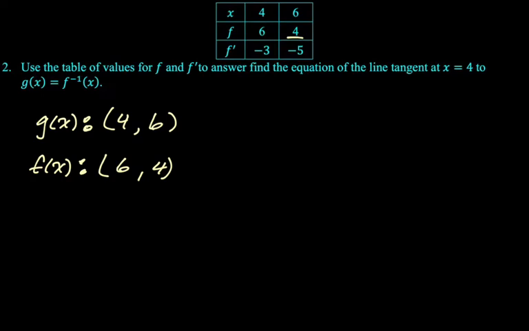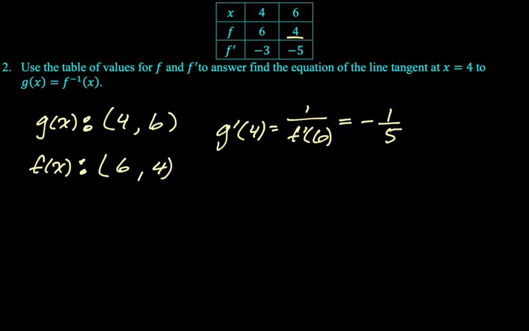And now I'm looking really for g prime of 4. But g prime of 4 will be 1 over f prime of 6. That's why we need to find the corresponding point. It's so that we can set up this relationship. And then looking at the table, f prime of 6 is -5, so this will be -1/5.